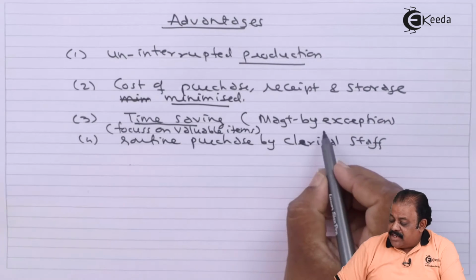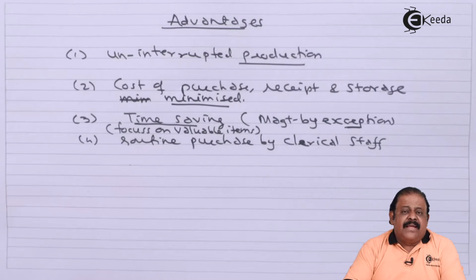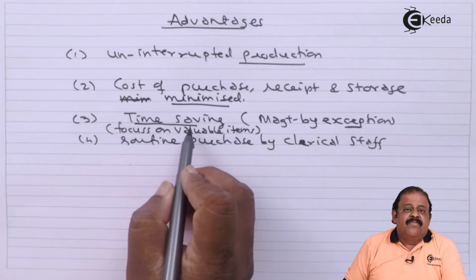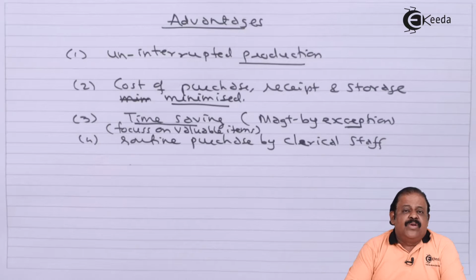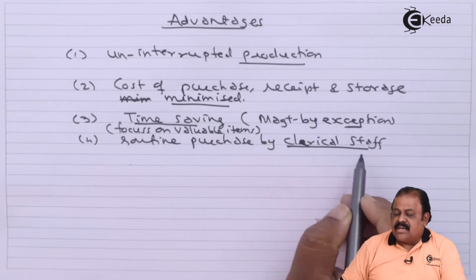Third, this method is time saving. This is called management by exception, as management will be more focused on A category of goods. They will devote maximum time so that valuable stock will be purchased at the right price and it will be maintained properly. Therefore, it is also saving the time of the management. They are not required to involve in B and C category of stock.